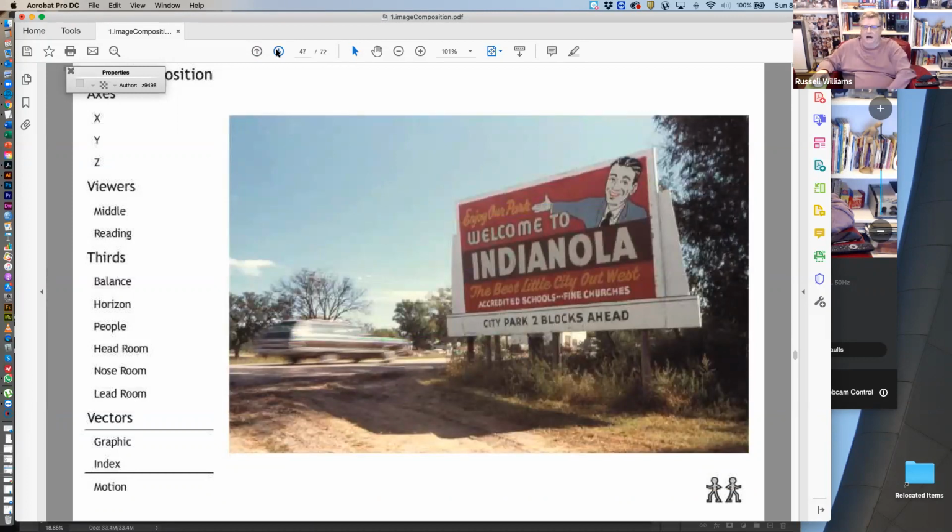There's the guy who's looking at us. Okay, that's reasonably nice on the third. He's pointing this way. It's like old 50s. I like the way it looks. I shot this in 1981.